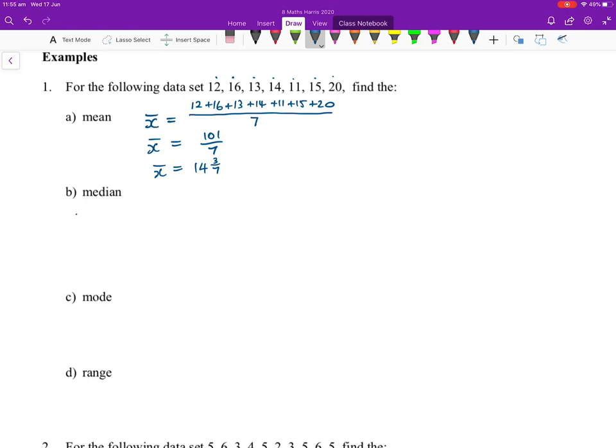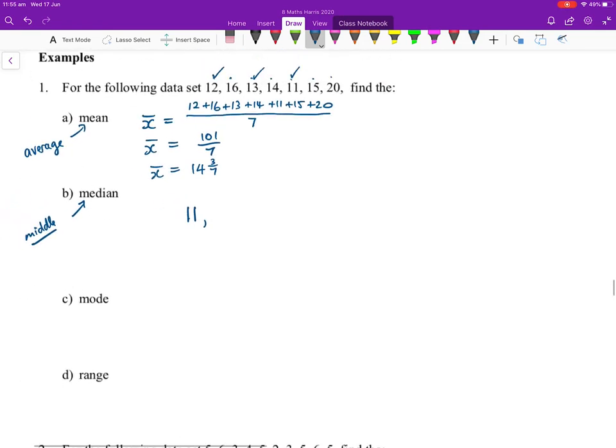Now the median. The mean, we know that's the average. The median is the middle number, but I have to write them in order first. So let's rewrite them. 11 was the smallest number. Then there's a 12, 13, 14, 15. Then there's a 16 and a 20. Now there are 7 numbers, so the middle number is that one there, 3 numbers either side of it. So the median is 14.